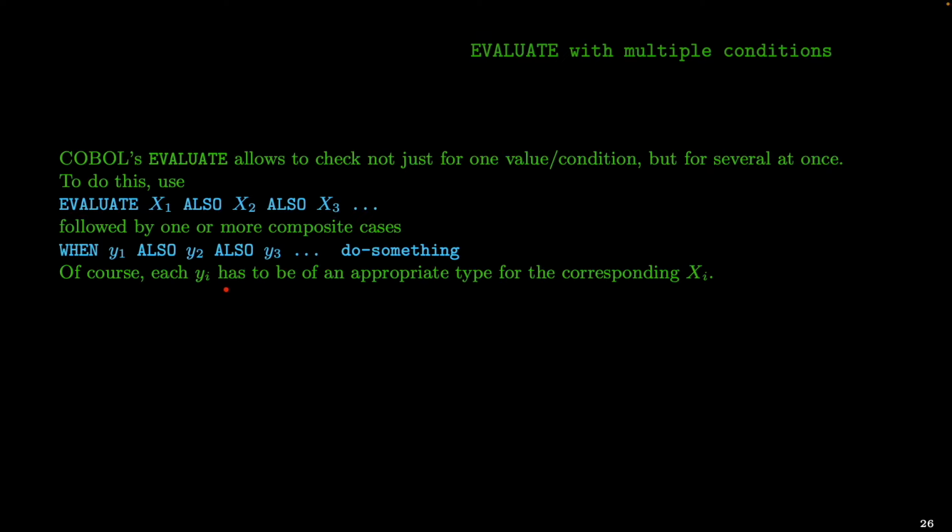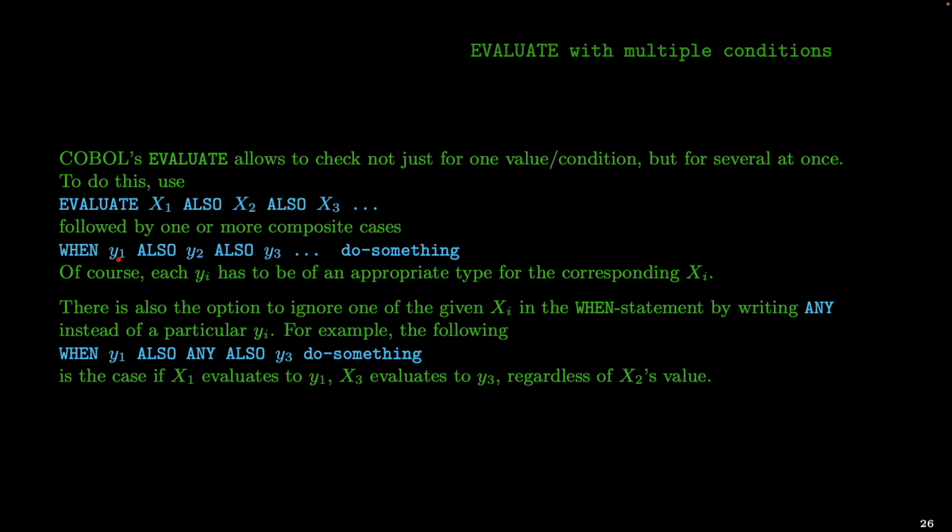And here you of course have to make sure that each of the y's that appear in your when cases are of the appropriate type for the different conditions that can appear up here. You can also have a case where you want to ignore one or more of the conditions appearing up here, and then you write the keyword any instead of a certain value.